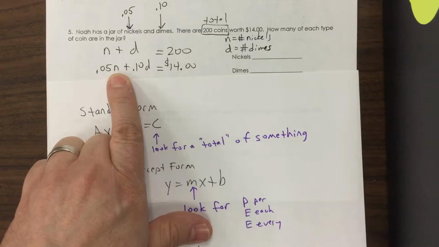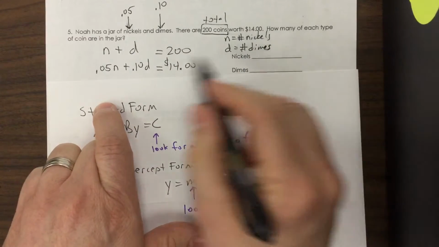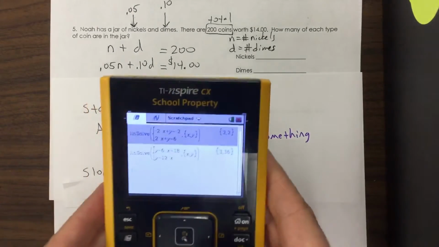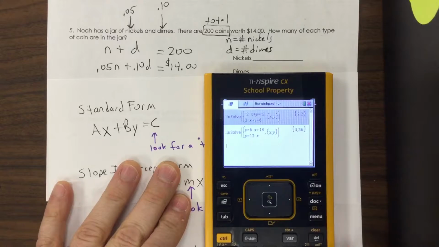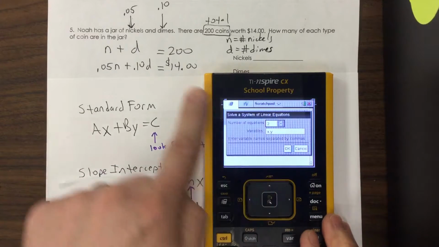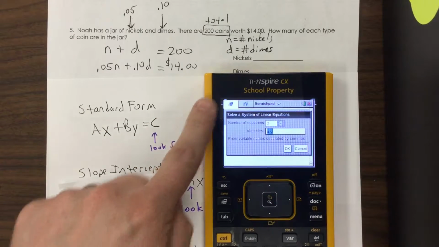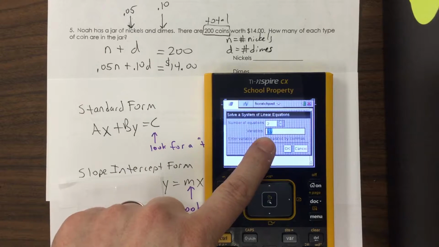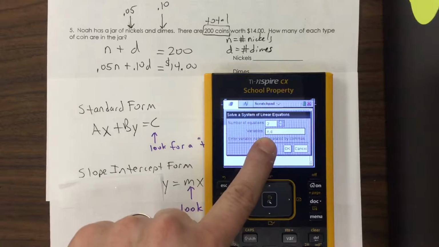That's my second equation. So like I said, that was the hard part, was coming up with my variables and then coming up with my equations. The easy part is to solve. So let's go ahead and solve. We're going to do menu 3-2. But I'm not using X and Y this time. I'm using N and D. I could have used X and Y, but I chose N and D. So I'm going to highlight this part, and I'm going to put N, comma, D for nickels and dimes.